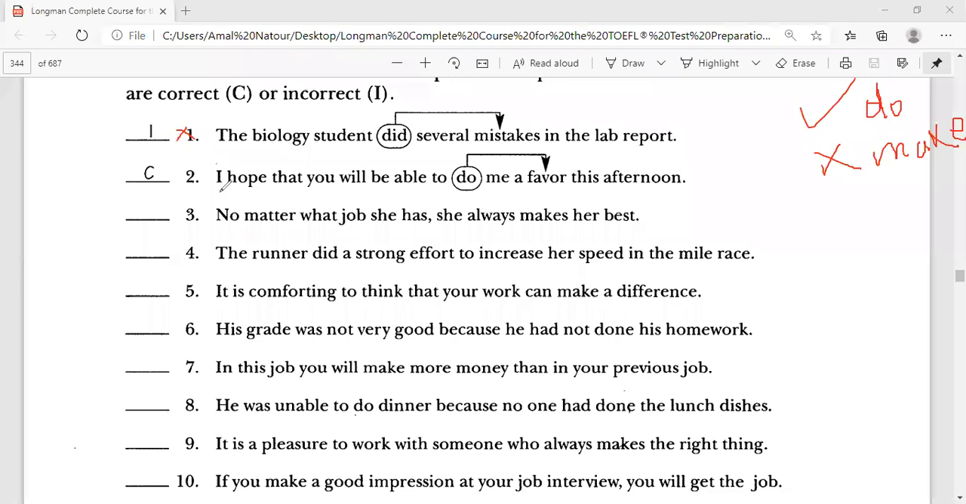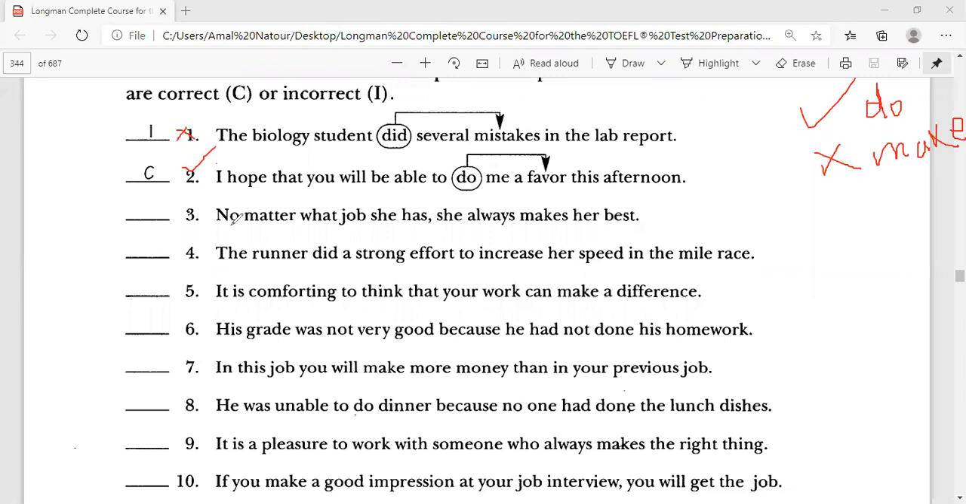Number 2, I hope that you will be able to do me a favor. Do a favor. Yes, this is correct. Because you do not need to be creative in order to do me a favor.